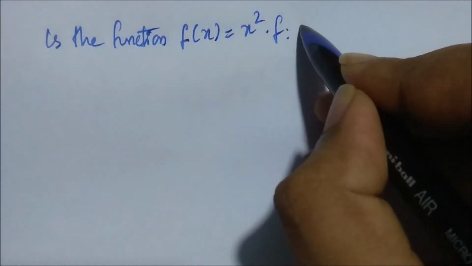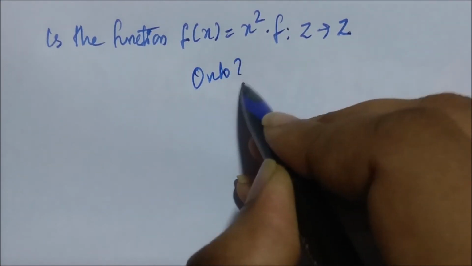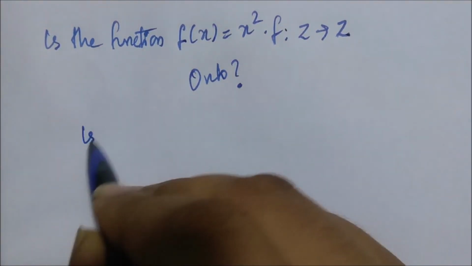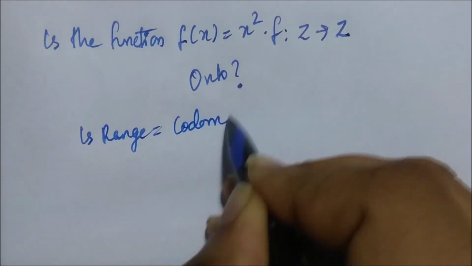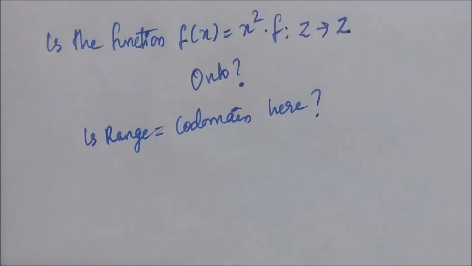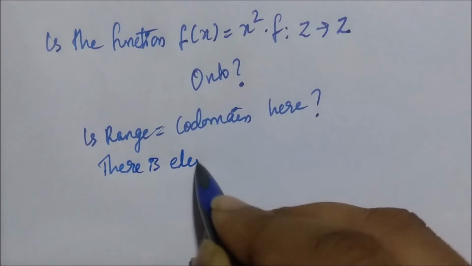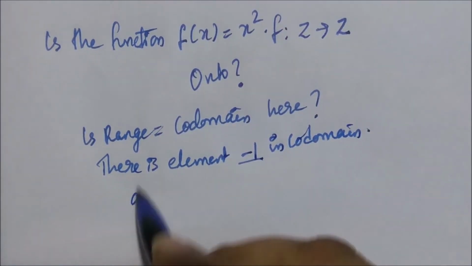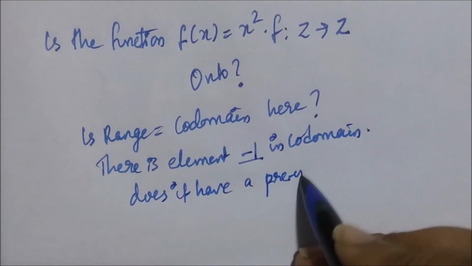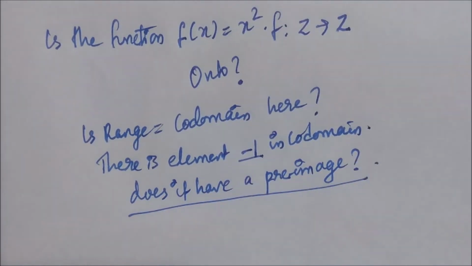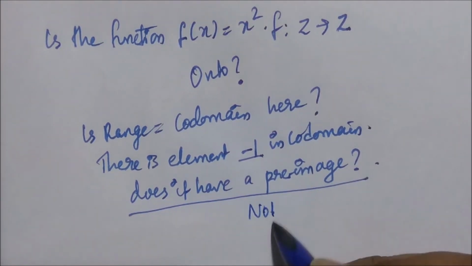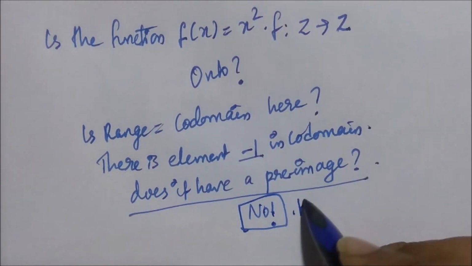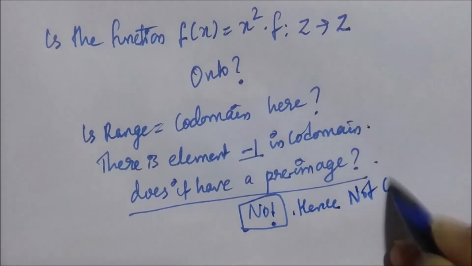Now, is the function f of x equal to x square, where f is from the set of integers to the set of integers, an onto function? Which is the same as asking, is the range equal to codomain here? So now consider the element -1 in the codomain. Does it have a preimage? Whether any of the elements in the domain has been mapped to the element -1? Turns out to be no. Because -1 in the codomain set doesn't have a preimage, here range is not the same as codomain.